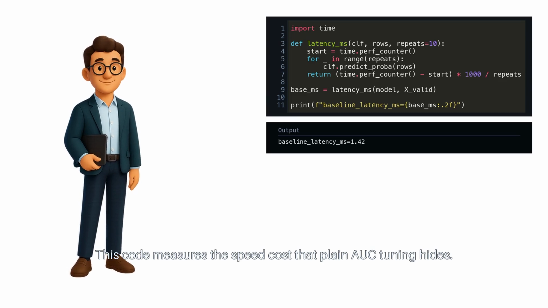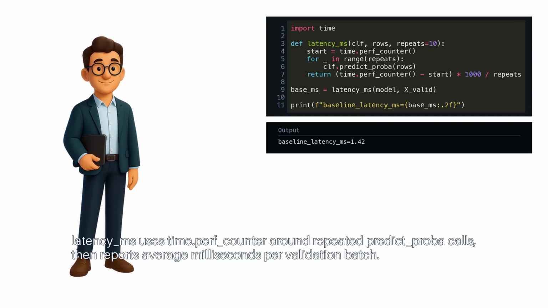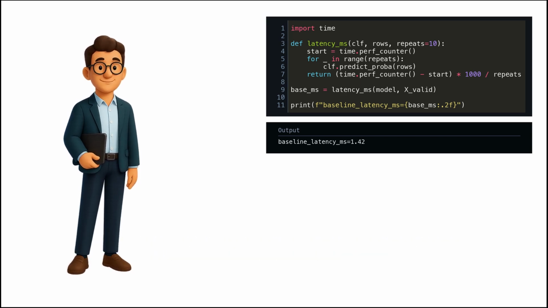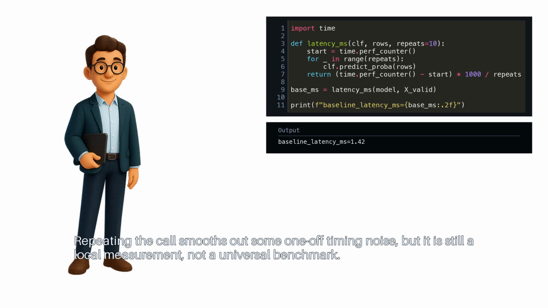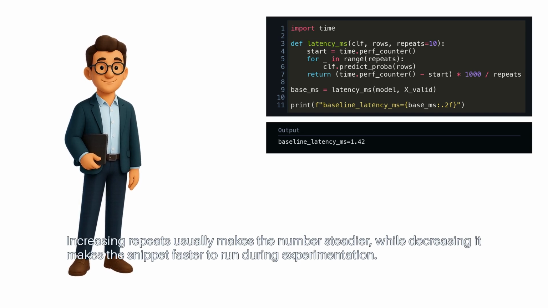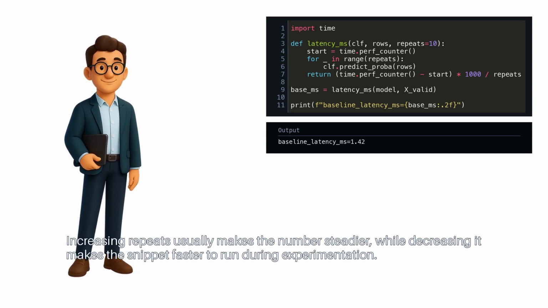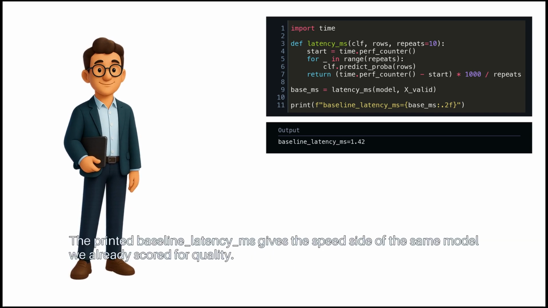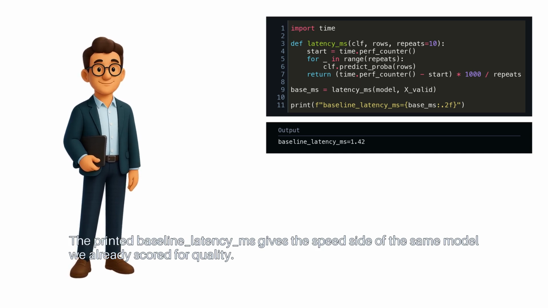This code measures the speed cost that plain AUC tuning hides. latency_ms uses time.perf_counter around repeated predict_proba calls, then reports average milliseconds per validation batch. Repeating the call smooths out some one-off timing noise, but it is still a local measurement, not a universal benchmark. Increasing repeats usually makes the number steadier, while decreasing it makes the snippet faster to run during experimentation. The printed baseline_latency_ms gives the speed side of the same model we already scored for quality.